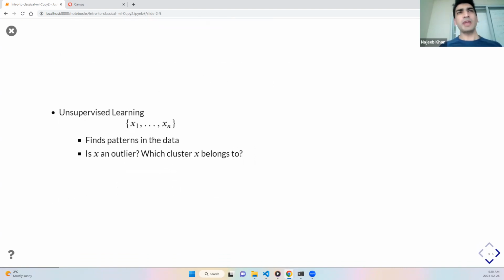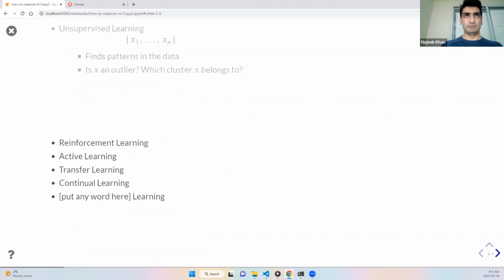And then the fourth type of machine learning problem is unsupervised learning, where again you just have unlabeled data, but in this case you don't try to extract labels from the data. You just want to find patterns in the data. And what is this good for? It's good for finding whether a new feature vector, a new input that comes in, is an outlier, or whether it belongs to a certain cluster. Things like that. So you can use unsupervised learning to answer questions like these.